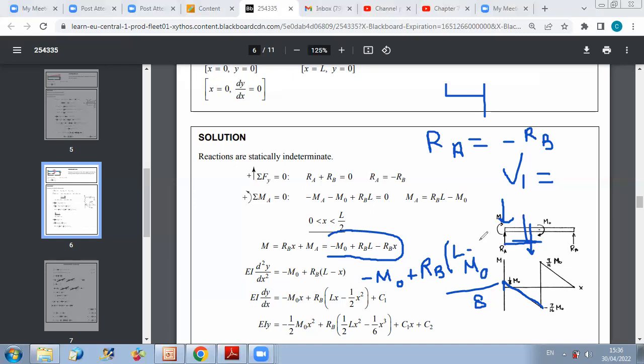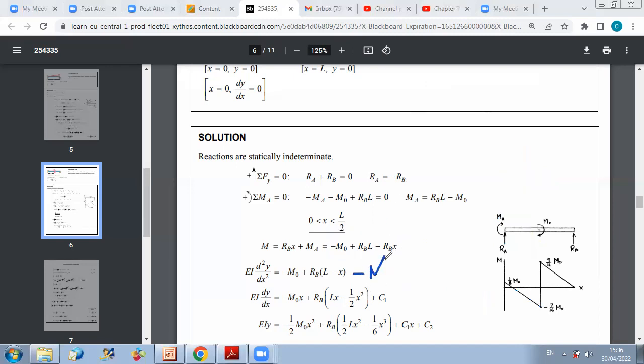And since we found now the expression of RB, all we have to do is to plug in, instead of RB, the expression, which is 9/8 times M0/L. So let us do it. So it's minus M0 plus 9/8 M0/L. So this is RB times (L minus x). Okay. So for x equals 0, this term will give you L. So you have minus M0 plus 9 over 8 M0, which is M0 over 8.